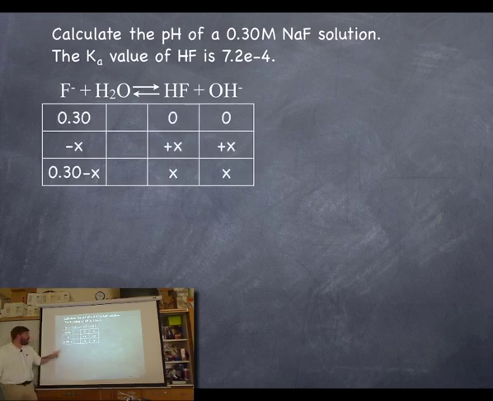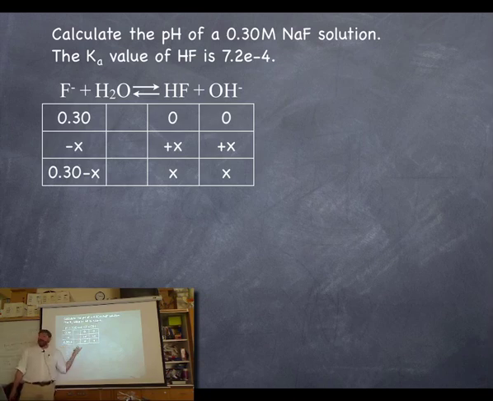So we can set up our ICE diagram: 0.3, 0, 0. We know we have to shift to the right. We can't shift to the left because we don't have any products yet. So we're going to use up some of the fluoride ions to make hydrofluoric acid and hydroxide. Why do I leave this water column blank? It's a liquid. It's not part of our equilibrium calculations. Pure liquids and solids we leave out. So I have 0.3 minus x and x.